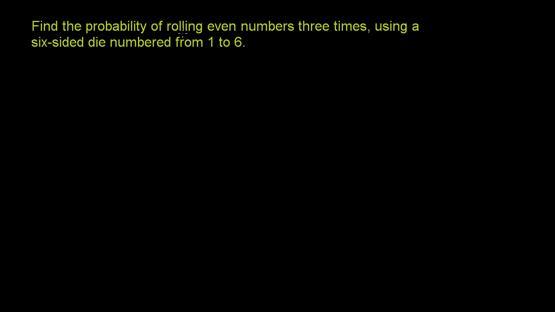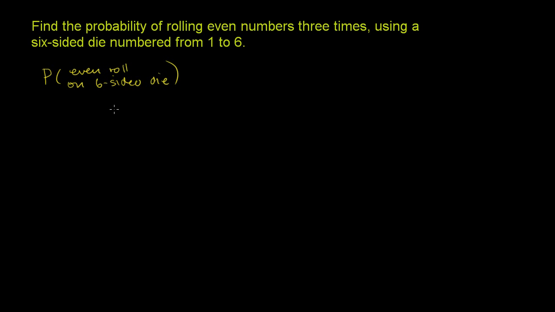Find the probability of rolling even numbers 3 times using a 6-sided die numbered from 1 to 6. So let's just figure out the probability of rolling it each of the times. So the probability of rolling even numbers. So even roll on a six-sided die. So let's think about that probability.